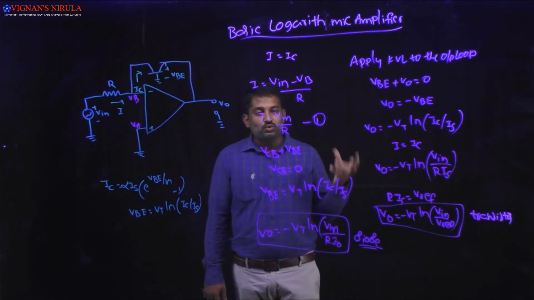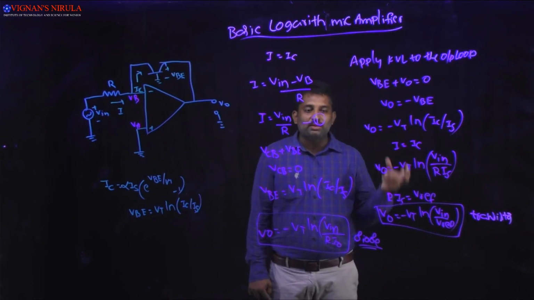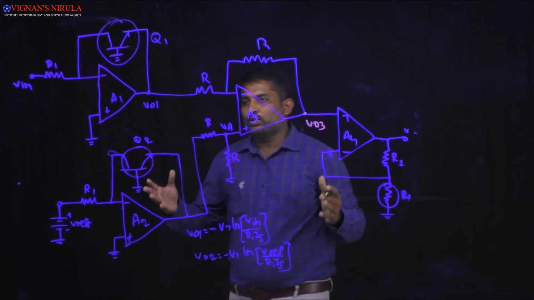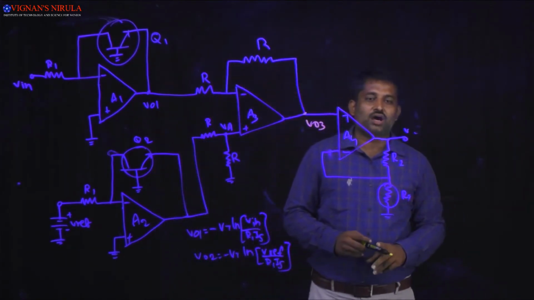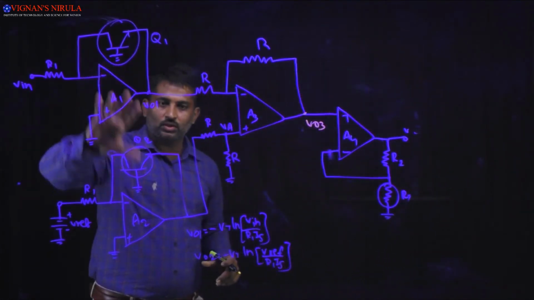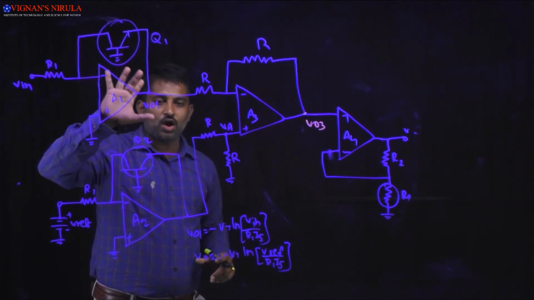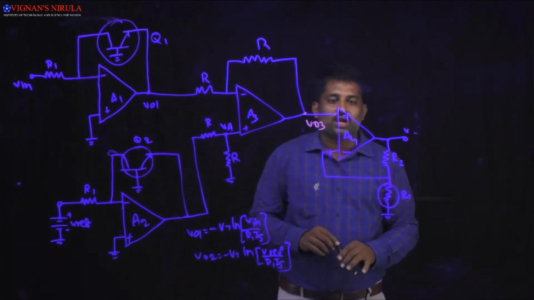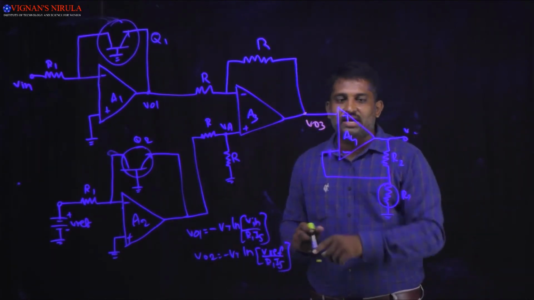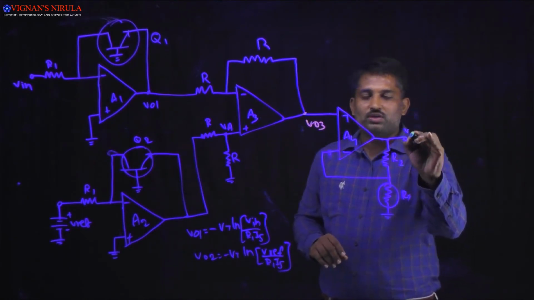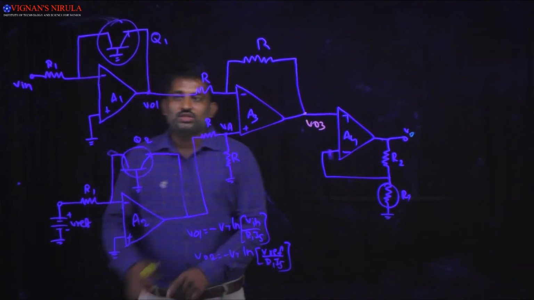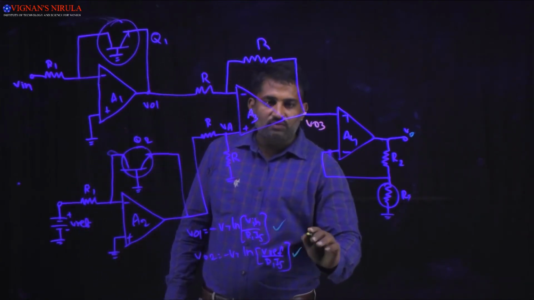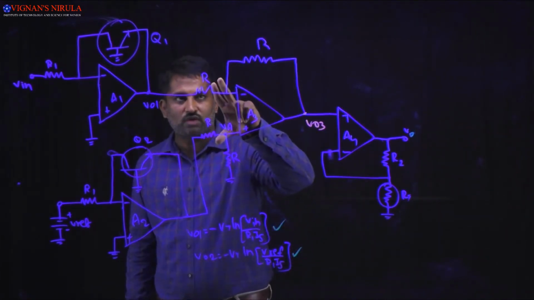So we can use a temperature compensation network to eliminate the effect of temperature on the basic logarithmic amplifiers. By using this circuit, we can compensate for temperature in the logarithmic amplifier. Here I am considering two logarithmic amplifiers, A1 and A2, and the outputs of the two are applied to a subtractor. The output of the subtractor is applied to a non-inverting amplifier. With this, we can compensate the effect of temperature. What are the outputs V01 and V02? These two are basic logarithmic amplifiers with a transistor as the feedback element. So V01 will be equal to this and V02 will be equal to this, and these two will be applied as inputs of the subtractor.